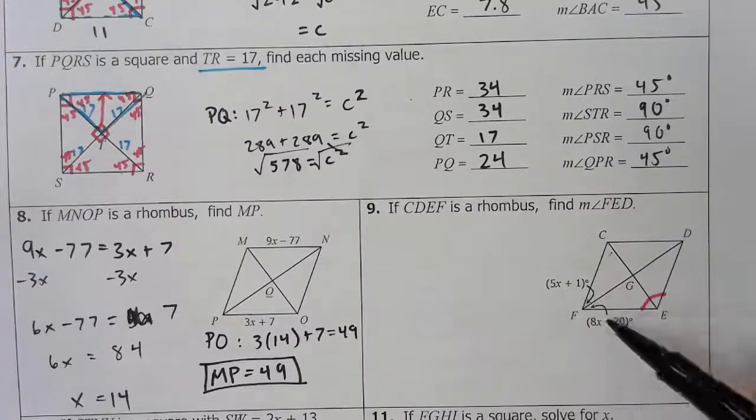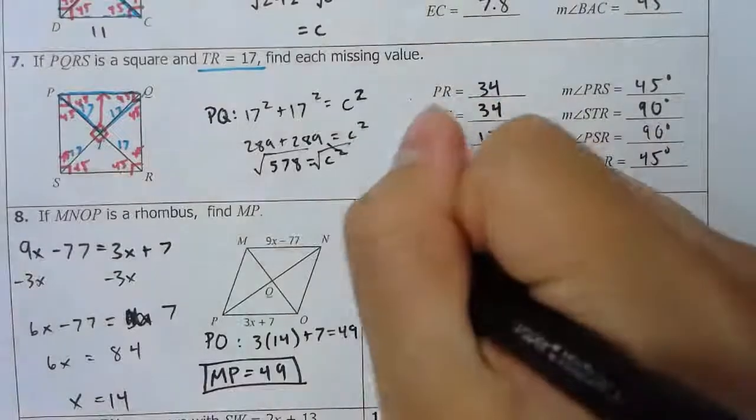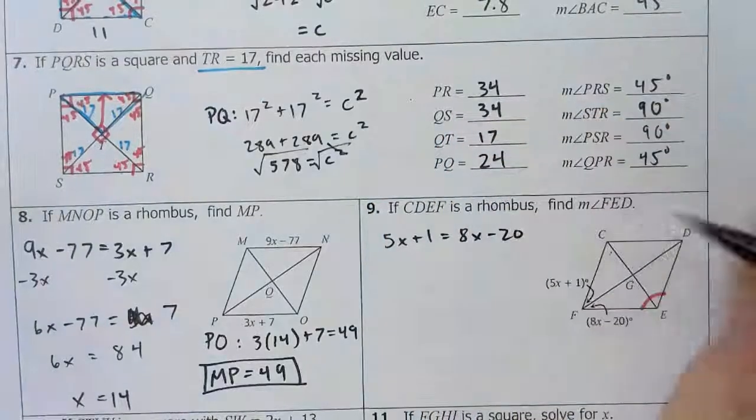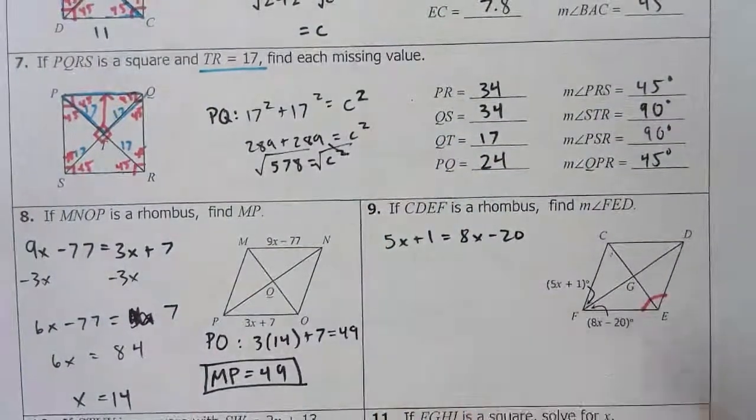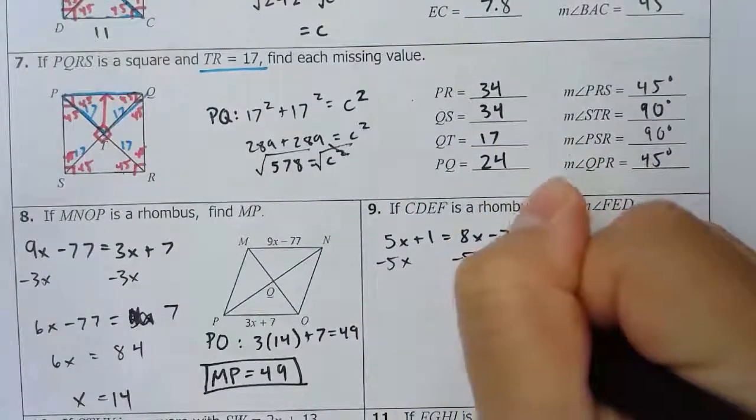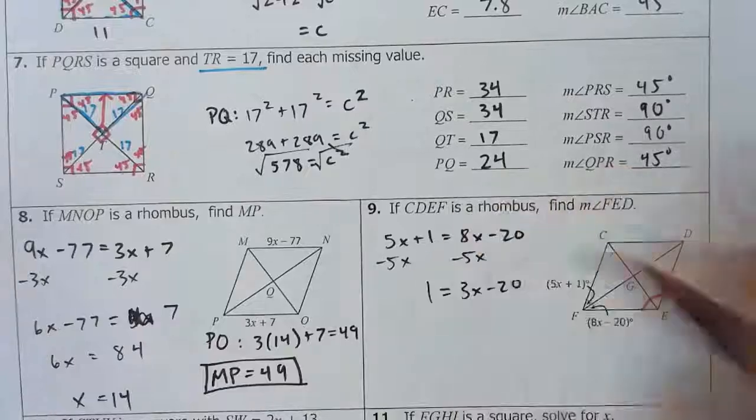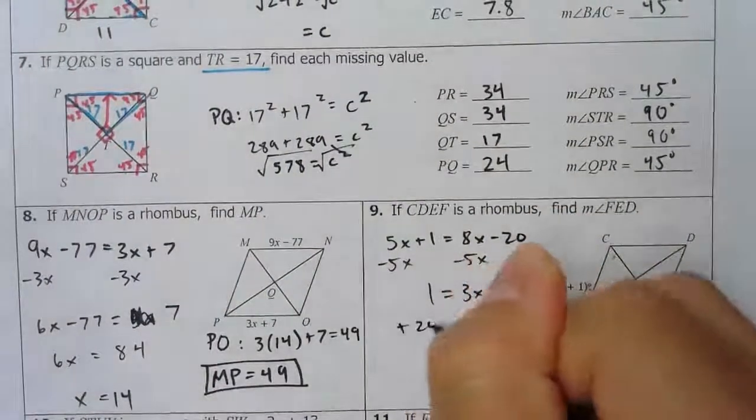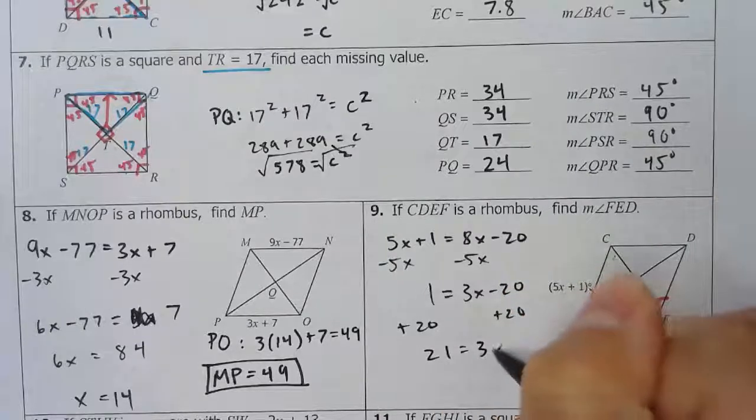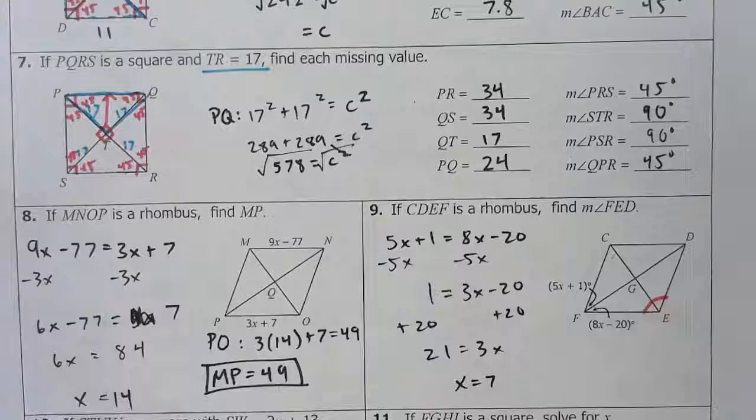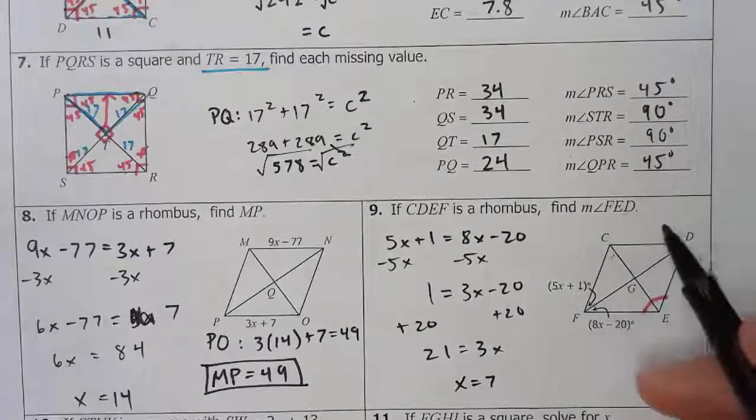So 5x plus 1 is equal to 8x minus 20. And then I solve for x, I subtract 5x from both sides. I get 3x minus 20 is equal to 1, and then I add 20 to both sides, and I get 21 is equal to 3x, and then I divide by 3, and I get that x is equal to 7. But I need to find the measure of FED.